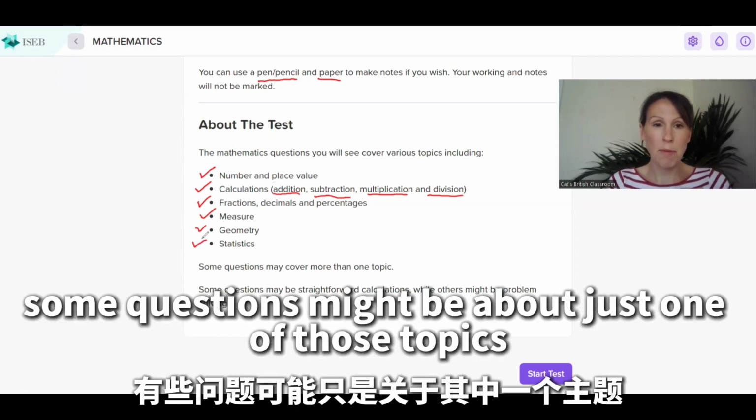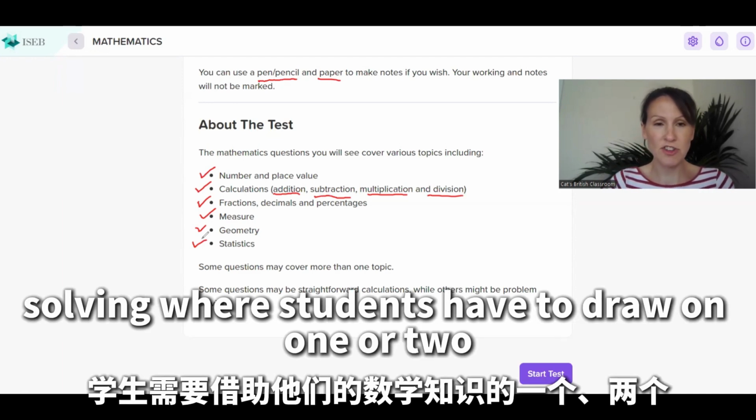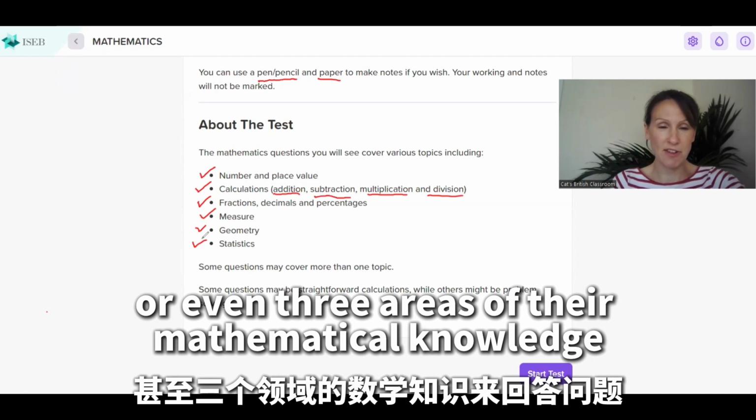Some questions might be about just one of those topics. Others might be more problem solving, where students have to draw on 1 or 2 or even 3 areas of their mathematical knowledge.